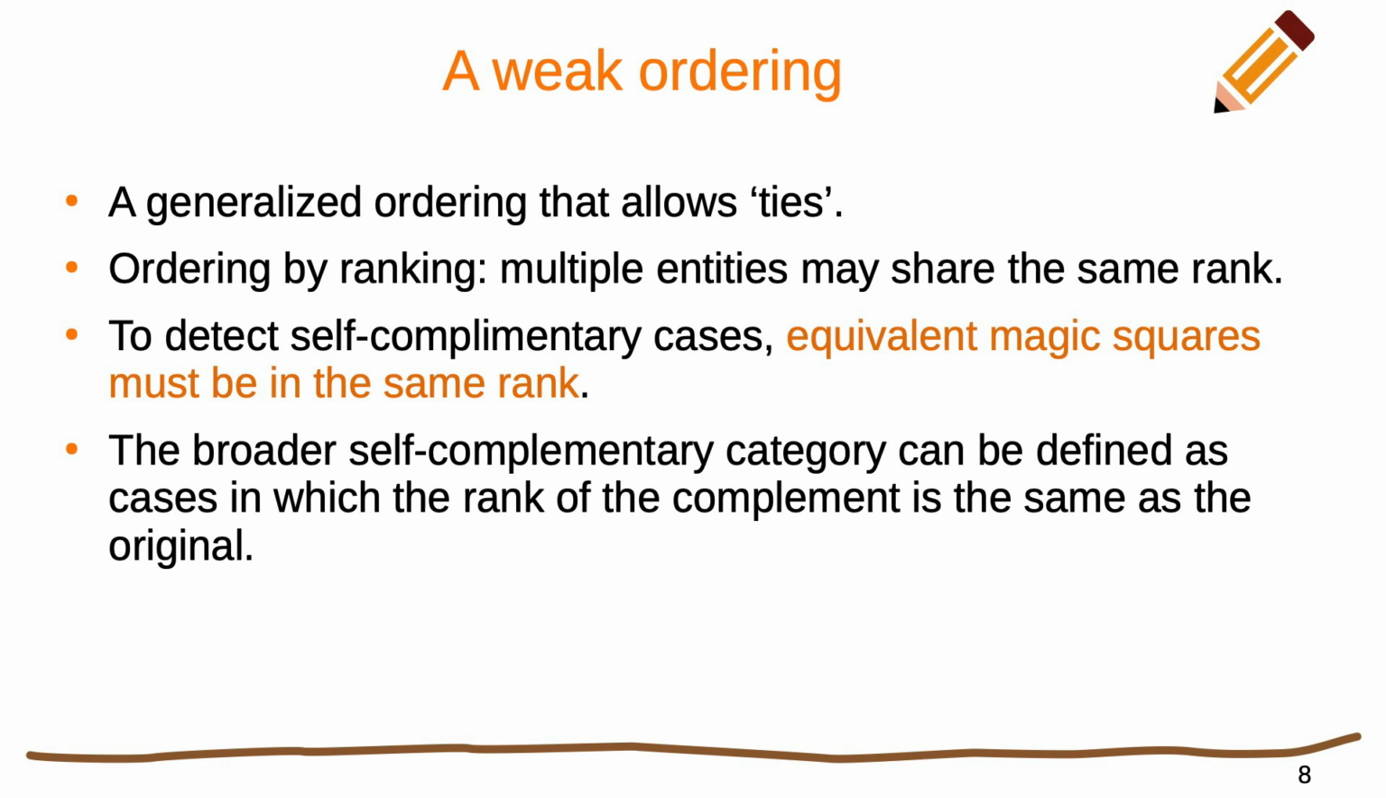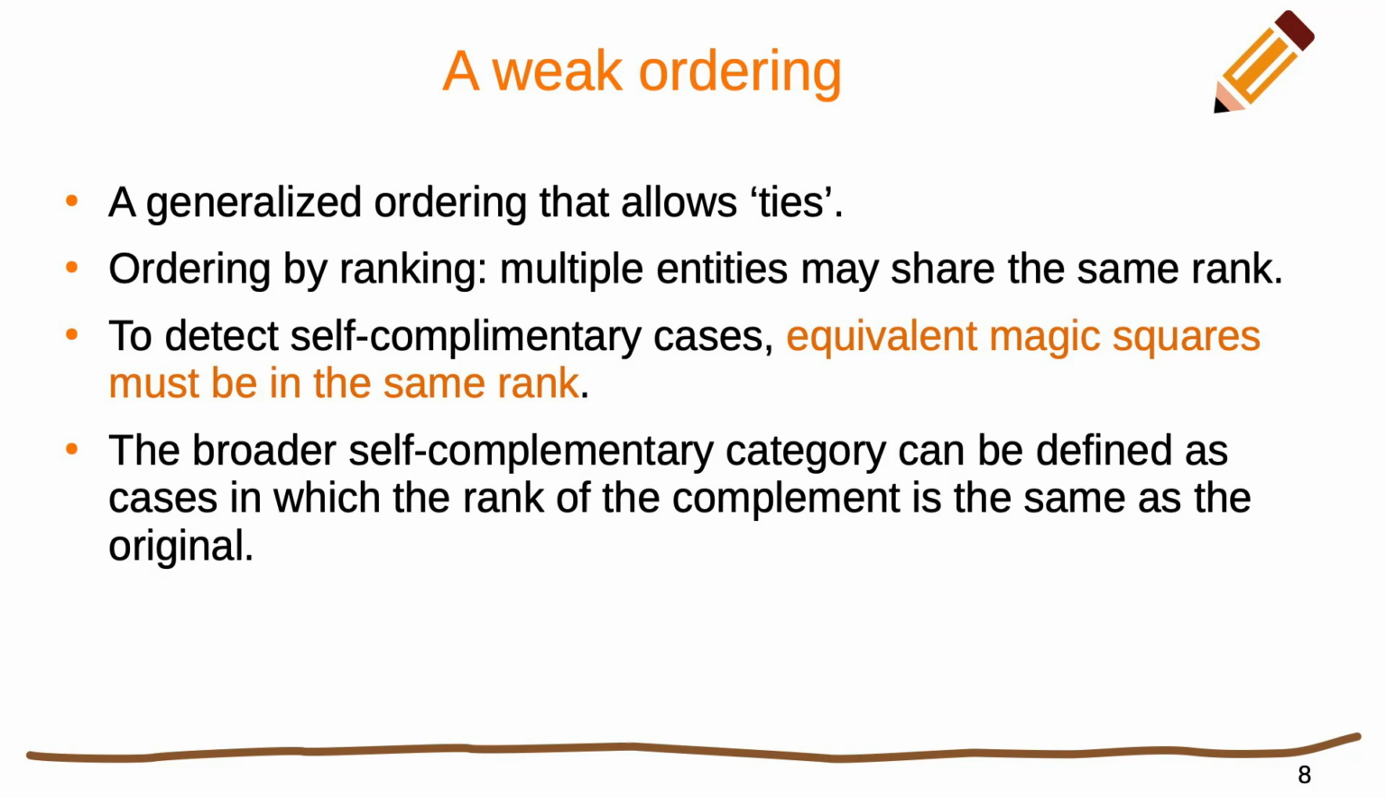As a means of implementing this idea, we introduce a weak ordering on magic squares. A weak ordering is a generalized ordering that allows ties in addition to the usual greater than and less than relations. It can be viewed as a kind of ranking, in which multiple objects may share the same rank, while objects in different ranks are compared based on their rank values.